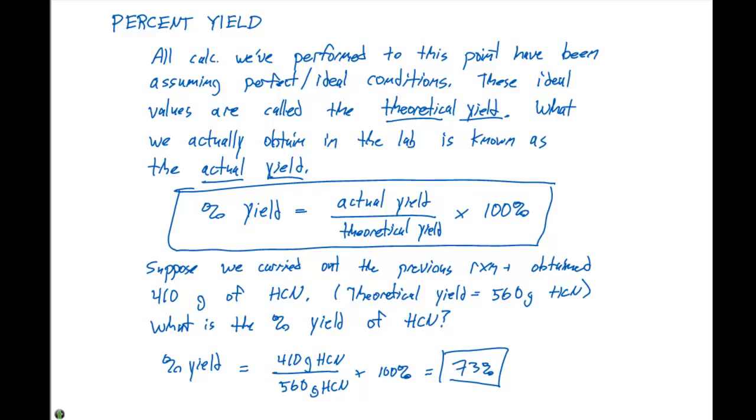So typically when we calculate a percent yield, we need to determine the theoretical yield from the data that was given. They will give you the value of what was obtained in the laboratory, and then you take that actual yield determined in the lab, divided by the theoretical yield that you calculated, multiply by 100%, and you'll get the percent yield.